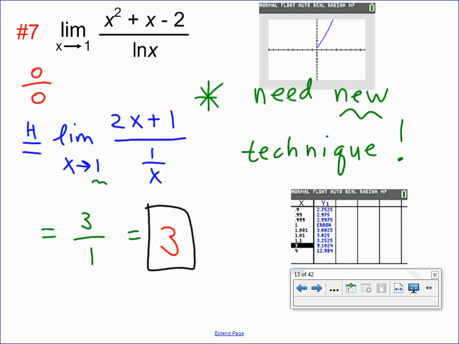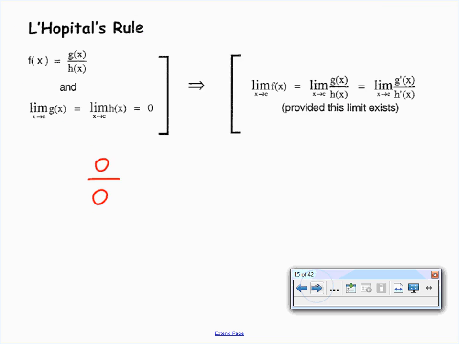I gotta tell you, that was way easier than multiplying top and bottom by the conjugate, way easier than constructing a common denominator. And while factoring is fun, I love factoring, this is still quicker. And so L'Hopital's rule is a very powerful technique. Let's go ahead and take a look at our note sheet now.